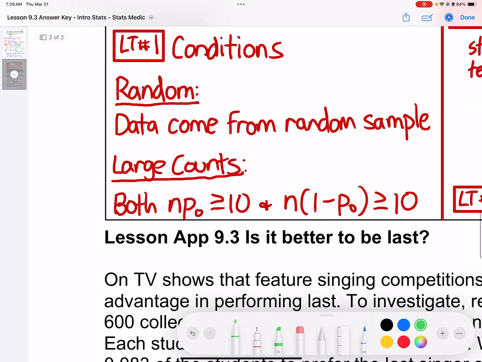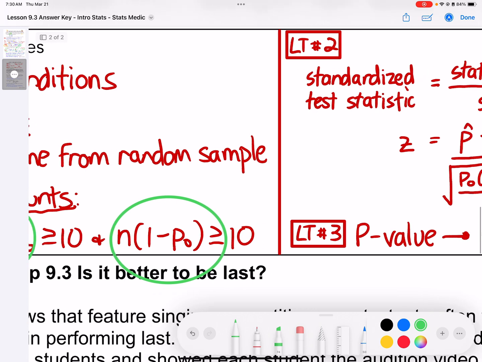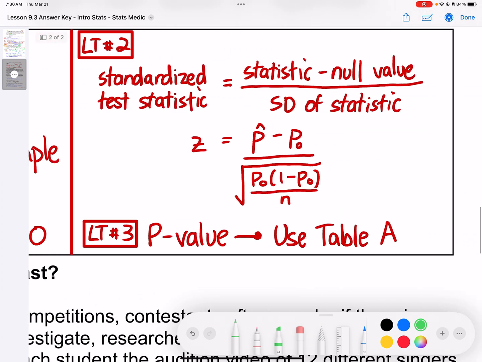If we check our conditions, remember we have two conditions. Our first condition is that our data came from a random sample, and that allows me to generalize. And then the second is the large counts rule, where I look at my successes, the number of times that I attempted times the percentage of times I made it, and the number of times I attempted times the percentage of times that I missed it. And both of those successes and failures have to be bigger than 10, and that allows me to use a normal model. And the normal model, remember, is going to be my statistic minus my null value, or the value in the H0, divided by the standard deviation of the statistic.